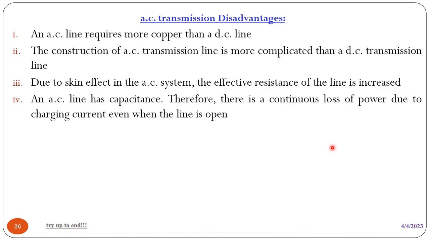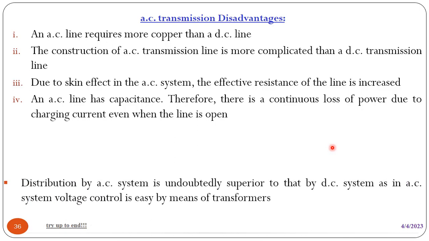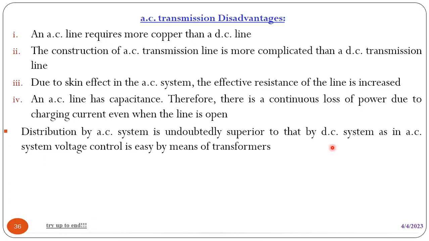Due to skin effect in the AC system, the effective resistance of the line increases as the distance increases, since resistance is equal to rho l over area, resistivity times the length over the cross-sectional area of the conductor. An AC line has capacitance, therefore there is a continuous loss of power due to charging current, even when the line is open. Distribution by AC system is undoubtedly superior to that of DC system, as in an AC system voltage control is easy by means of a transformer.